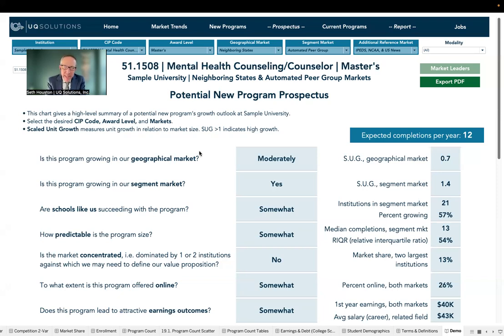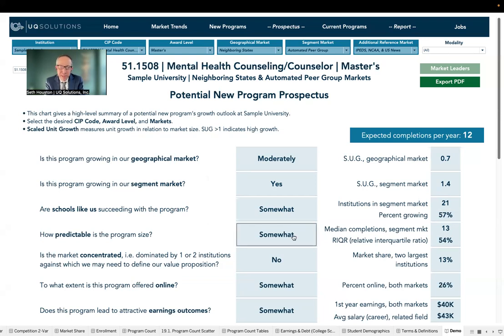So we ask, is this program growing in our geographical market? Yeah, moderately. And here's a metric that supports that. Is it going well for our peers? Yes, it is. Here's a metric behind that. Are schools like us exceeding? Somewhat. We've got a bunch that offer it, but only 57% are growing. That's pretty good, but it's not amazing.